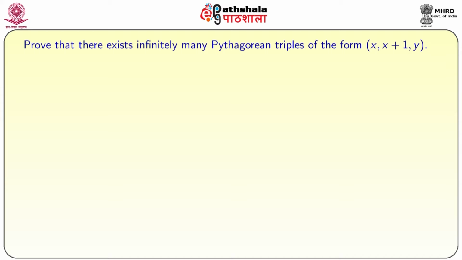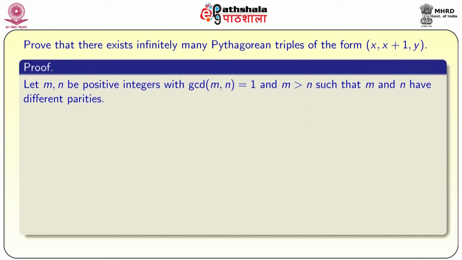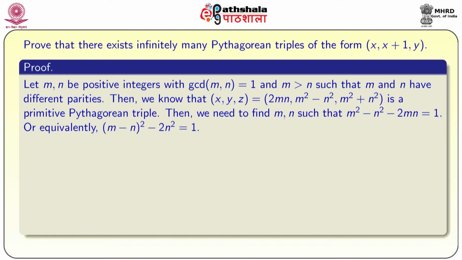That means two consecutive integers. If m and n are positive integers with gcd(m, n) = 1 and m > n such that m and n have different parities, then we know that (x, y, z) = (2mn, m² − n², m² + n²) is a primitive Pythagoras triple.